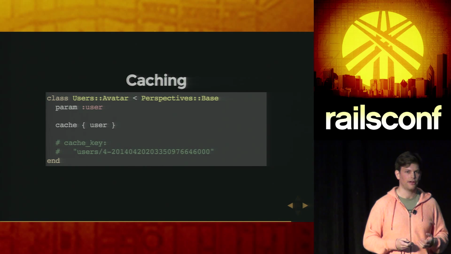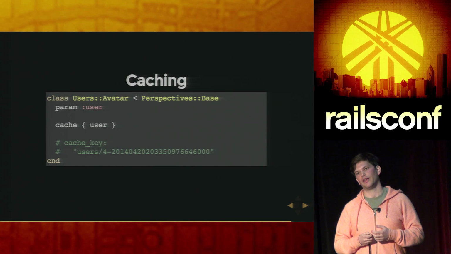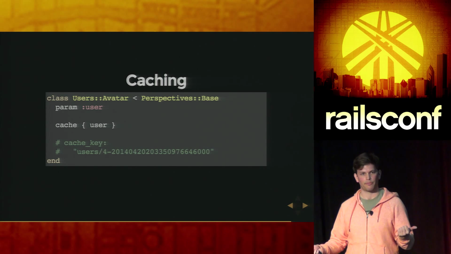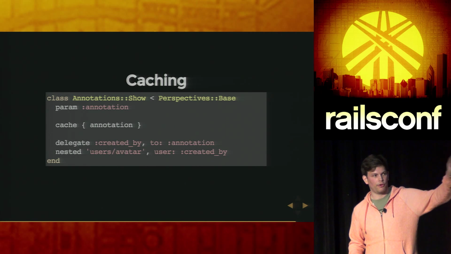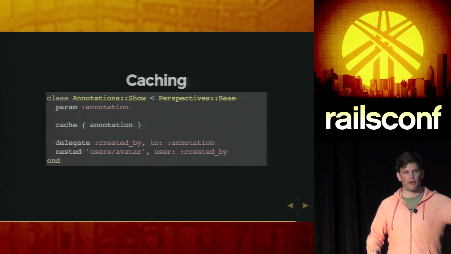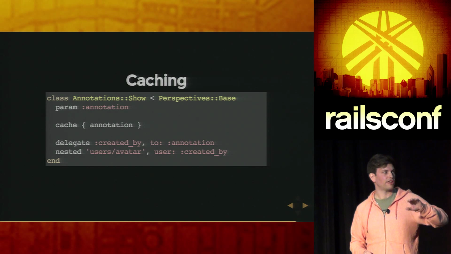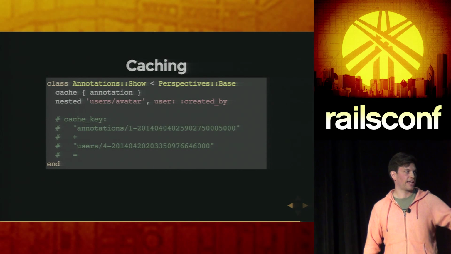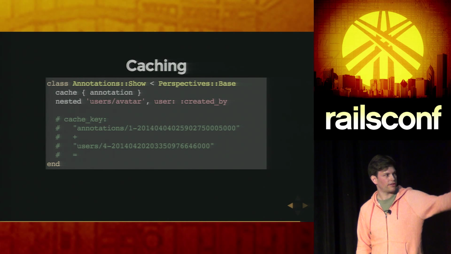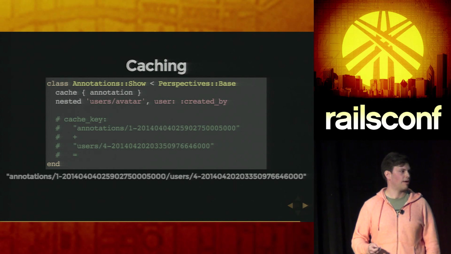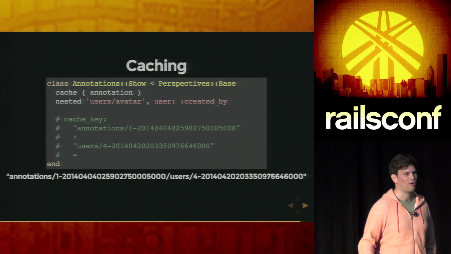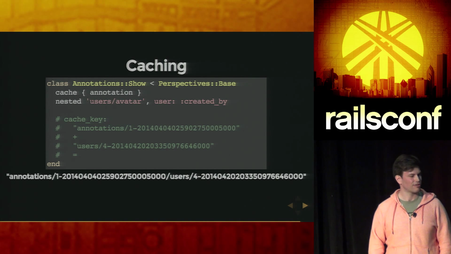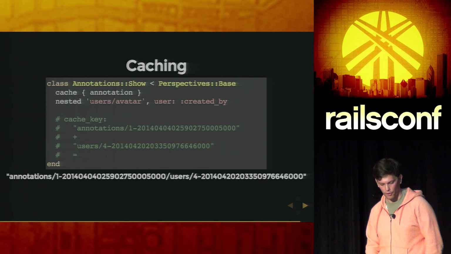And so, like I said, we want the whole thing to fall out of cache if the user gets updated or the annotation gets updated. And so what perspectives will do for you is say, okay, we know that there's a nested user's avatar perspective here, and so to generate the cache key for this whole thing, we're just going to concatenate the cache key from the annotation and the cache key from the user and produce this ugly, terrible, long cache key, which you don't have to worry about at any point as the writer of the code. So this is all handled transparently for you.